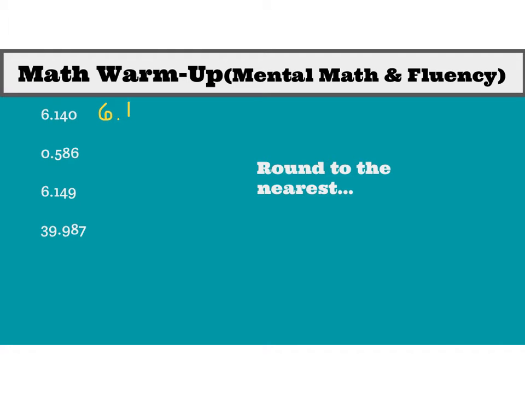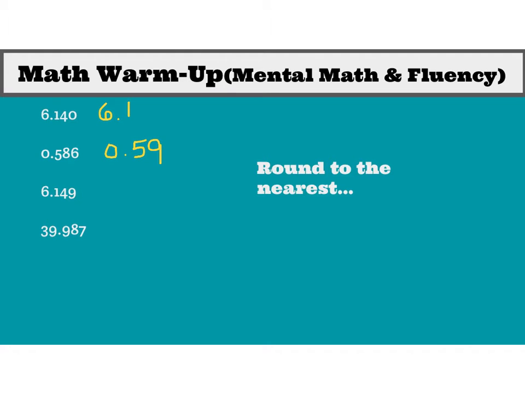Let's take a look at number 2. Go ahead and take that decimal and round to the nearest hundredth. Pause your video. You should have rounded that decimal to 0 59 hundredths.